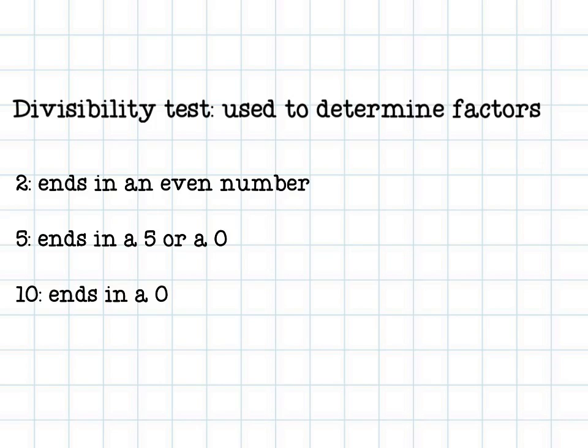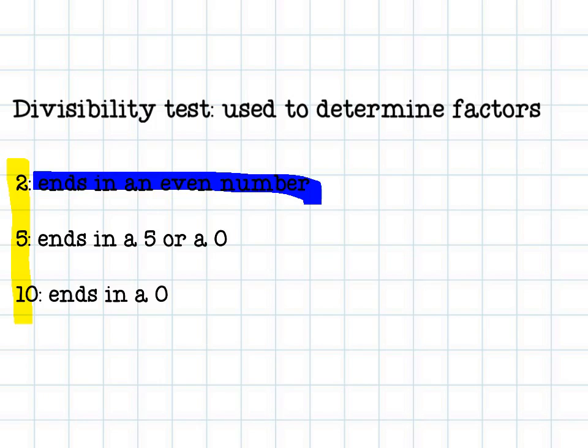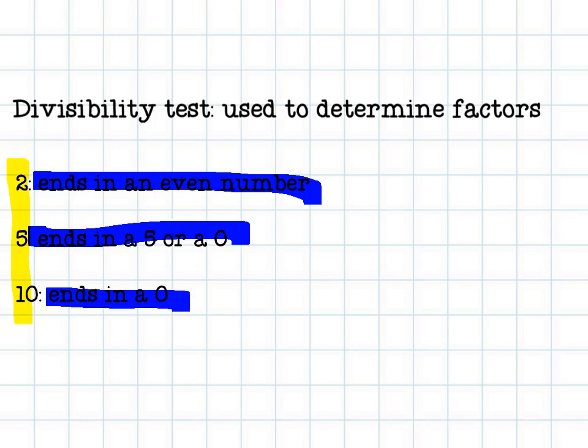Now, we also use divisibility tests to determine the factors. The 3 rules for divisibility that most people know are 2, 5, and 10. A number is divisible by 2 if it ends in an even number. Remember, even numbers are 0, 2, 4, 6, and 8. A number is divisible by 5 if it ends in a 5 or a 0. It's divisible by 10 if it ends in a 0.